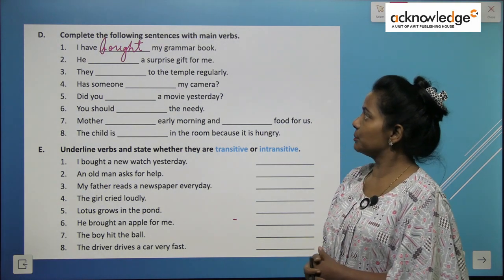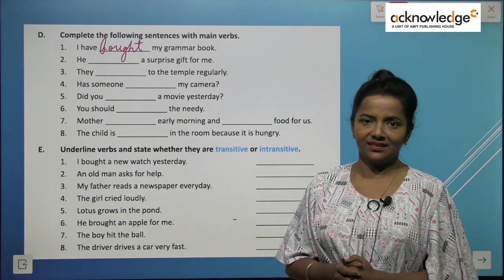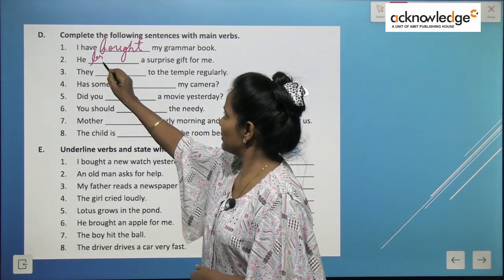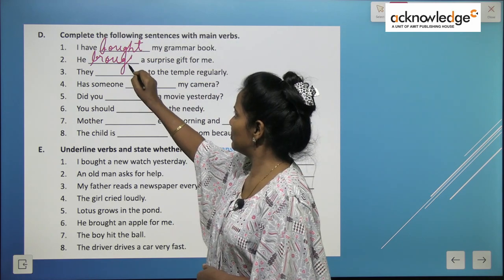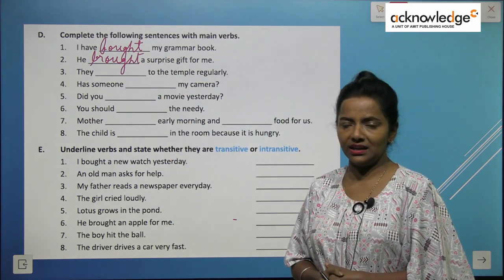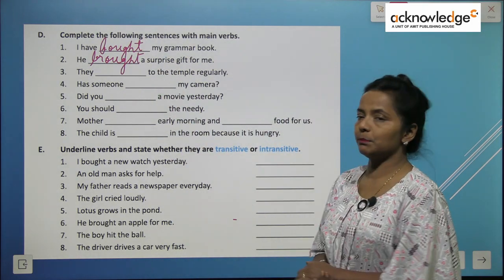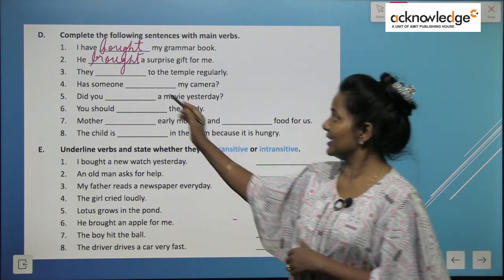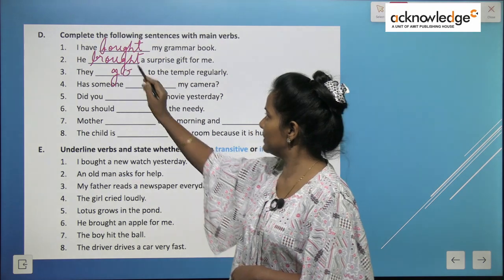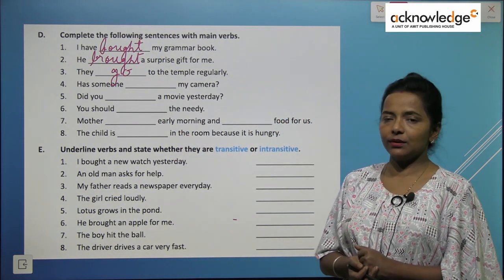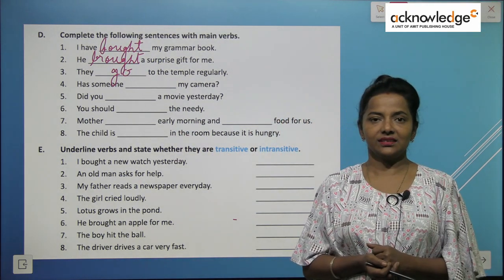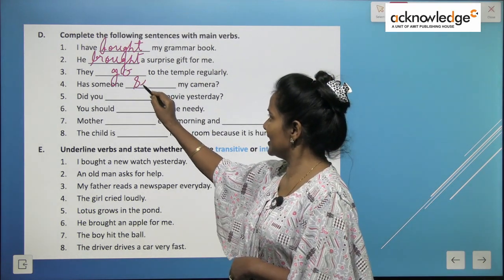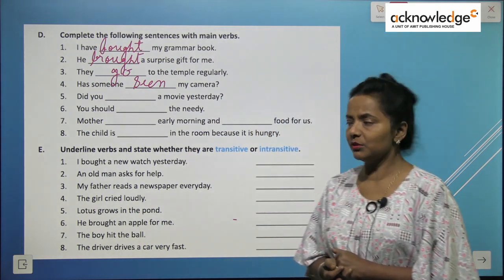He brought a surprise gift for me. They go to the temple regularly. वो टेम्पल जाते हैं. जाने को क्या कहते हैं? Go. They go to the temple regularly. Has someone seen my camera? क्या किसी ने मेरा कैमरा देखा है? देखा है को क्या कहेंगे? Seen. Has someone seen my camera?